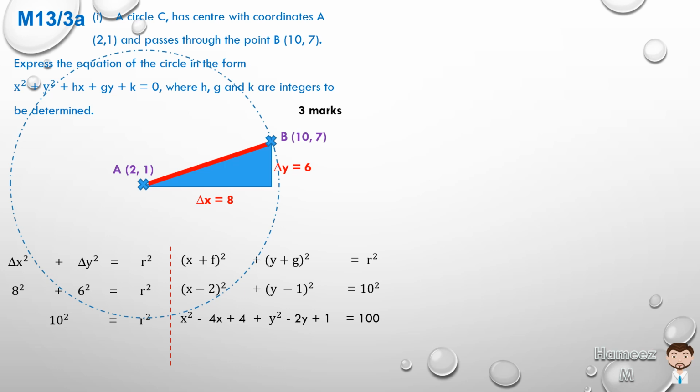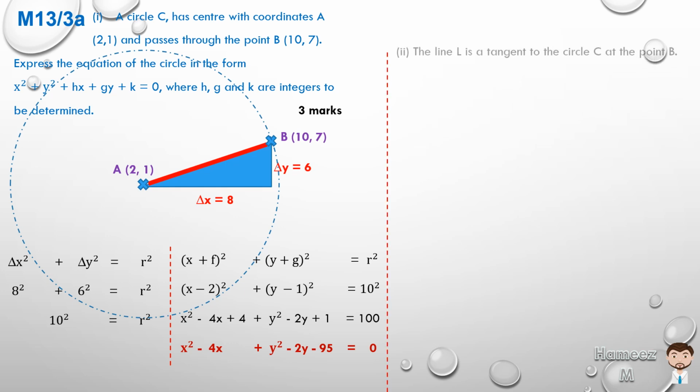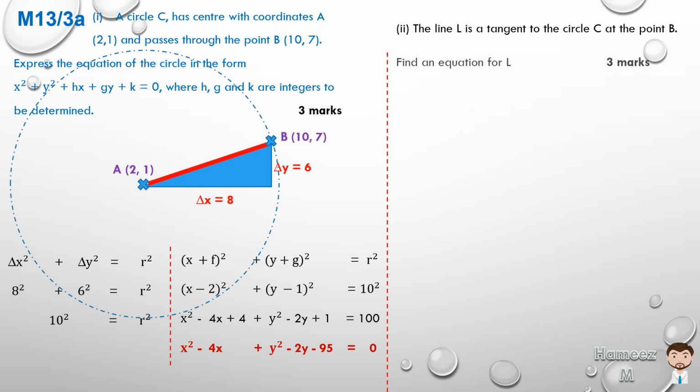And if we move the 100 across, then we'll get into the form that we want. X squared plus y squared minus 4x minus 2y minus 95 is equal to 0. Part 2, the line L is a tangent to the circle C at the point B, which is (10, 7). Find an equation for L. And we have that tangent as a green line there.